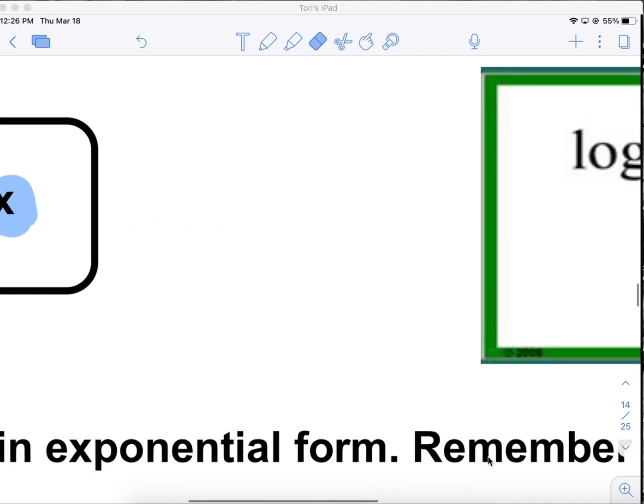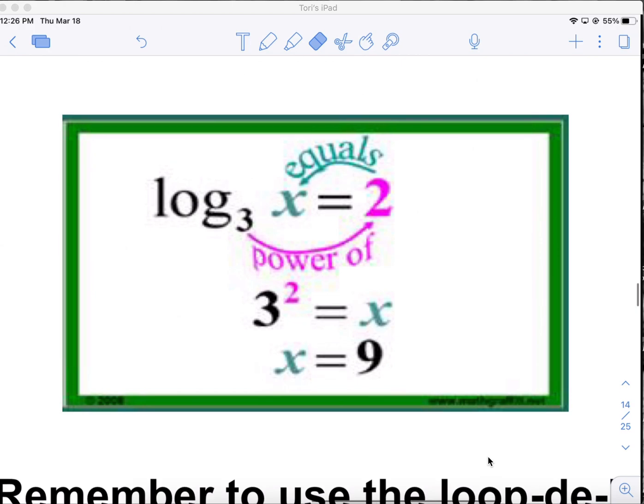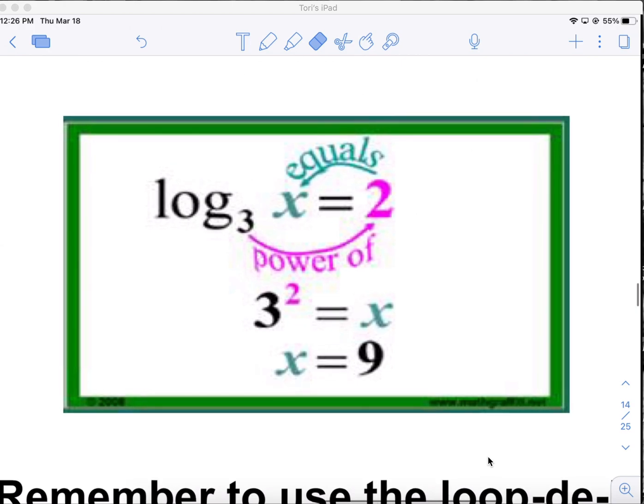Here is how we rewrite these. It's called the swish or the loop-de-loop, okay? So if I ask you to take the log and convert it to an exponent, you basically say 3 to the power of 2 equals x, okay? That's the direction you go.